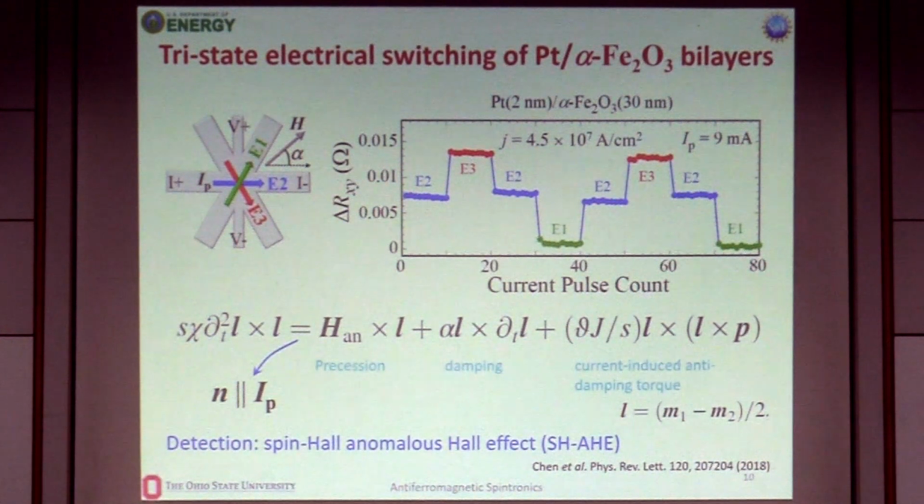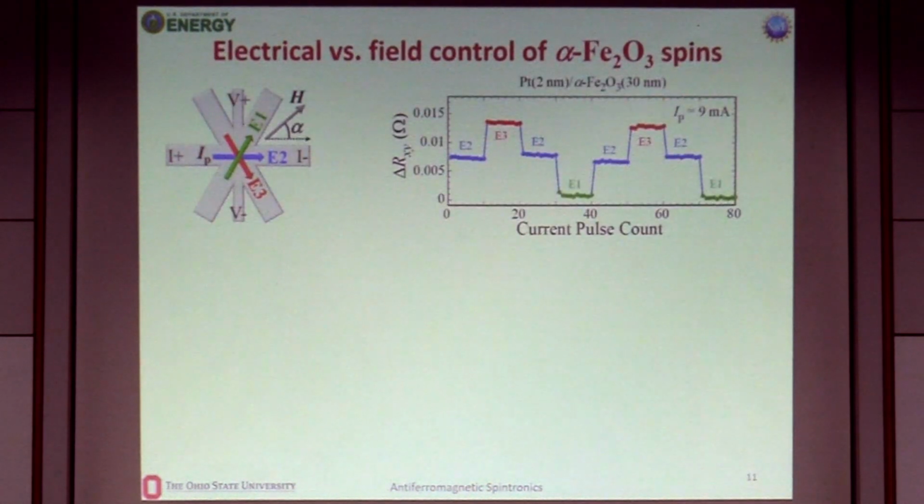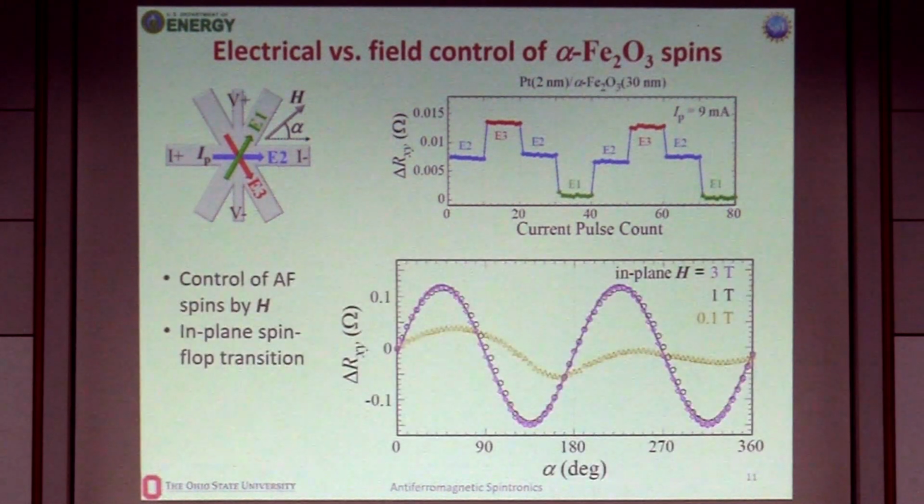Then what is the mechanism of detection? What we tend to believe is that this is something like the spin Hall magnetoresistance but in the Hall geometry, or transverse geometry. So it's kind of a spin Hall anomalous Hall effect. So this is purely electrical current manipulation and electrical detection of what we believe reflects the spin configuration in the hematite film.